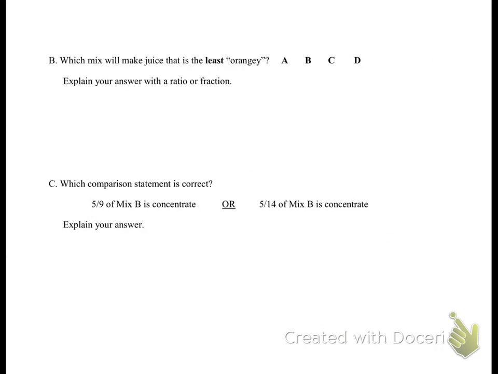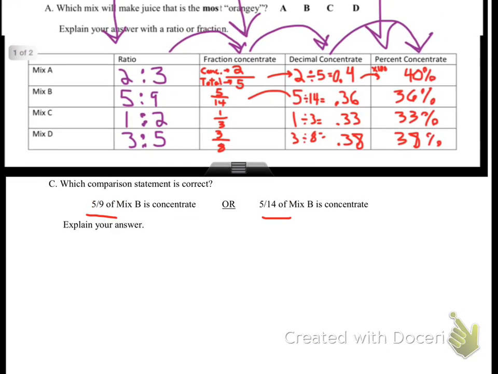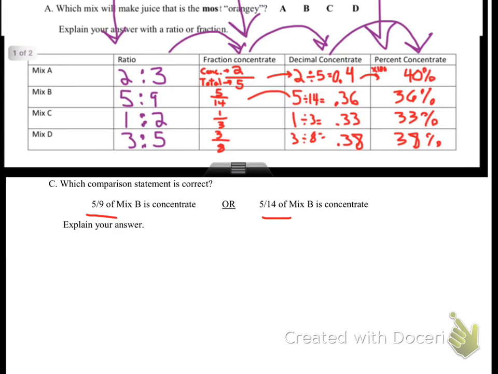Okay, which comparison statement is correct? 5/9 of mix B is concentrate, or 5/14 of mix B is concentrate? Let's take a look at our cheat sheet again. Our cheat sheet tells us that mix B had a ratio of 5 to 9, but it had a fraction of 5/14. Why was that? Well, what did they get confused by? This was a mistake that lots of us made at the beginning.